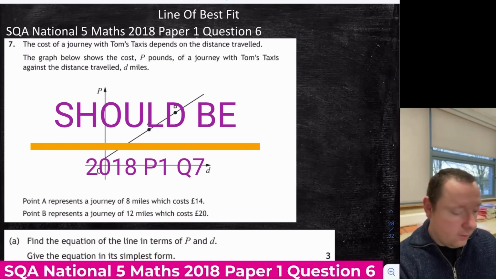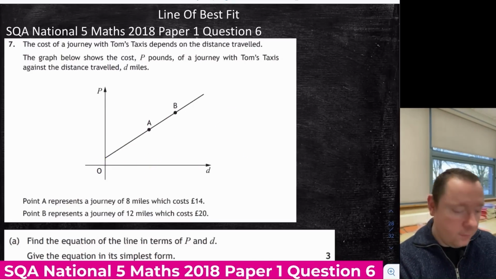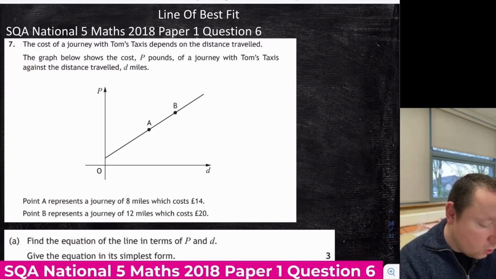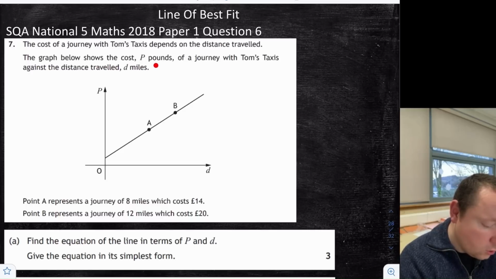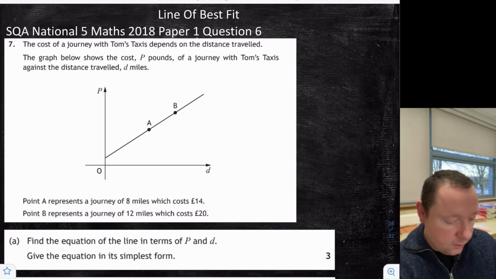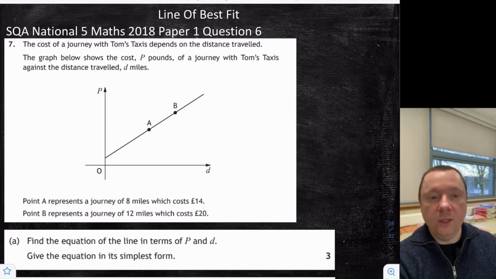SQA National 5 Maths 2018 Paper 1 Question 6, line of best fit. The cost of a journey for Tom's Taxis depends on the distance travelled. The graph below shows the cost in pounds, P, for a journey in Tom's Taxis and distance, D. A is this point and B is this point. Find the equation of the line in terms of P and D. Give your equation in simplest form.